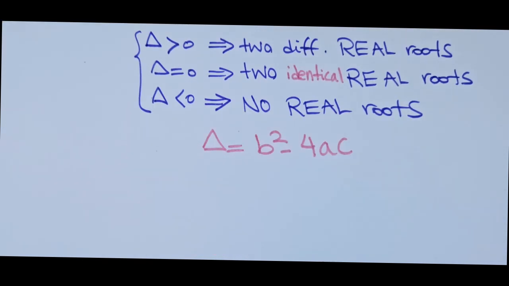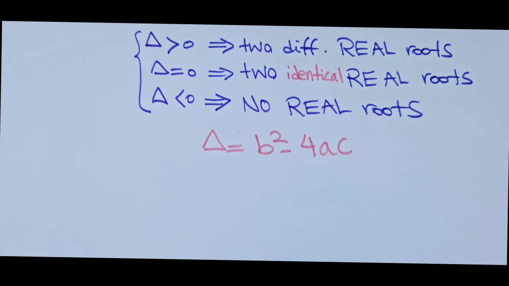So the next type of question you will usually get in the test is they give you a quadratic equation, and they tell you to use the quadratic discriminant to determine the nature of the roots. They don't want you to actually calculate the exact value of the roots. They want you to find the nature. Will you get two different roots, two identical roots, or no real roots? Okay, so let's do a few examples.